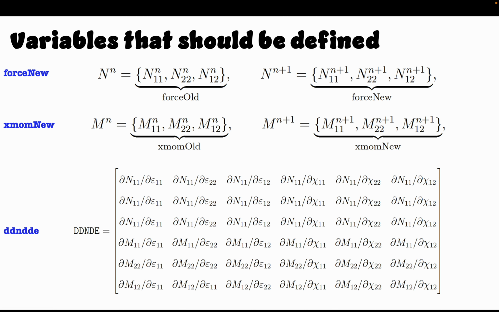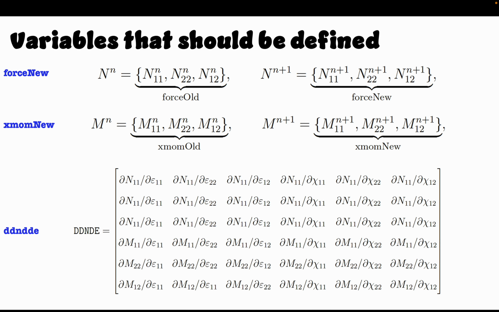For the force vector, we have 2 kinds of force in our subroutine, force old and force new. We need to define force new. The force old is for the previous time increment, and we need to compute the force in the current time increment. In the same way, for moment, we have xmom old and xmom new. So we need to compute the moment resultant in the current time increment.